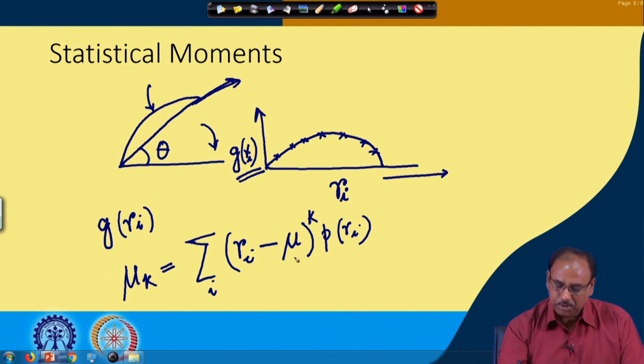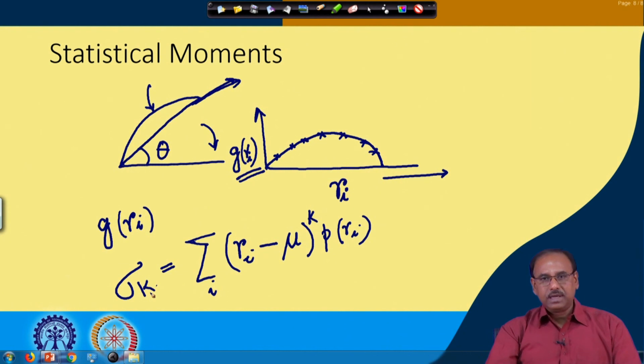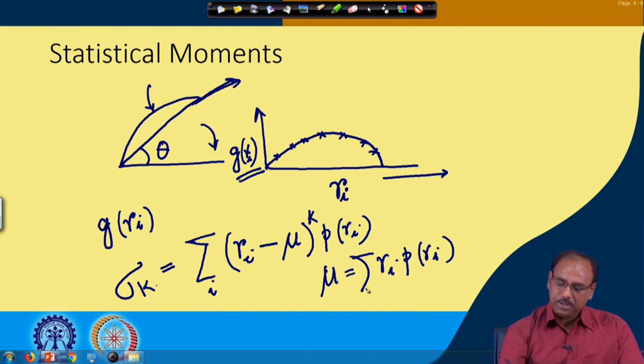Instead of mu_k, as I have used mu to represent the mean, let me call it sigma_k. So, sigma_k is the statistical moment of order k given this particular distribution. And you find that for different values of k, I can get different types of shape information. Obviously, in this case, mu being the mean, mu is nothing but the sum over all i of r_i times p(r_i).